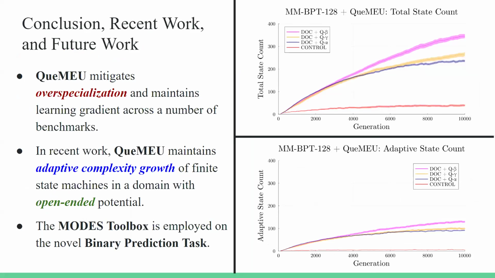In more recent work, we found that QMU maintains adaptive complexity growth in a potentially open-ended domain using a finite state machine substrate, where the top graph is the total number of machines or states in each machine, and the bottom is after applying adaptive pruning using the MODES toolbox. And we still have different variants of QMU attaining a positive slope by the end of 10,000 generations.